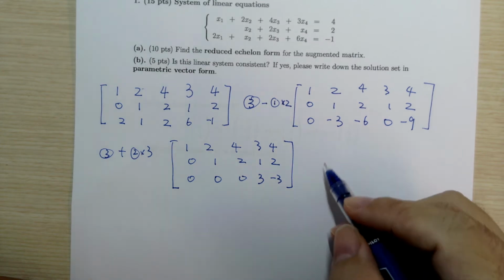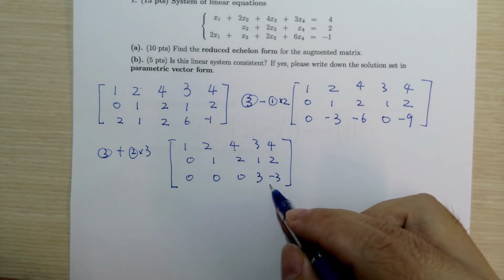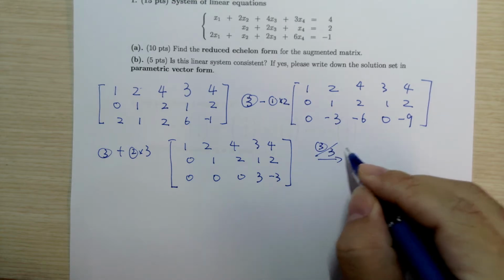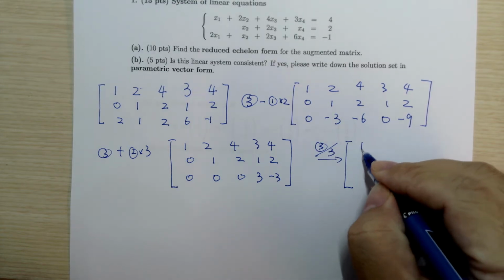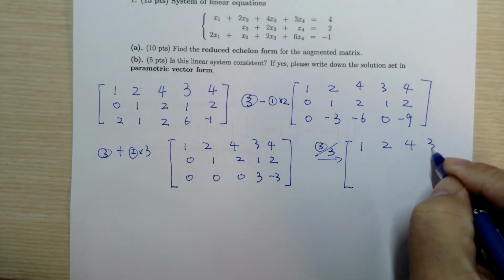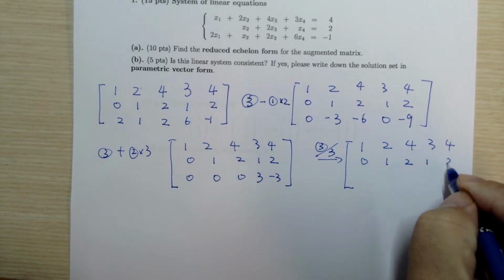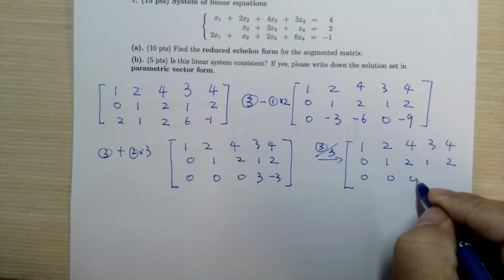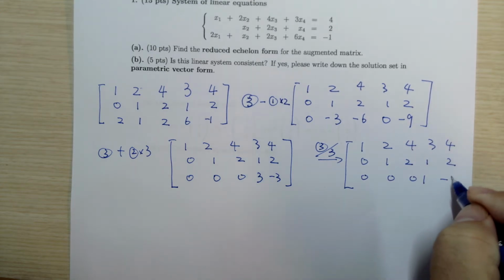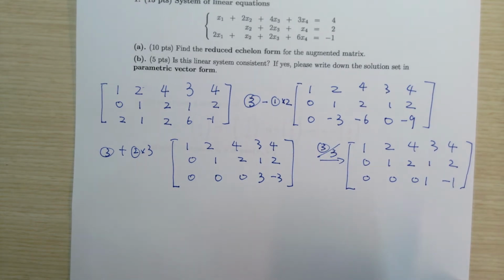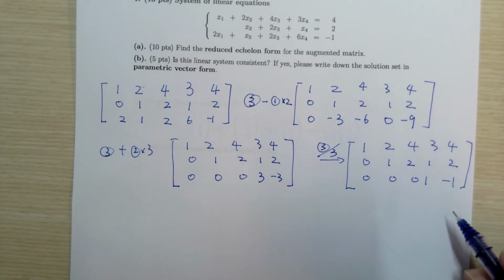Alright. So we can do one more thing. We can just divide row 3 by 3. We're going to have 1, 2, 4, 3, 4, 0, 1, 2, 1, 2, 0, 0, 0, 1, negative 1, right?